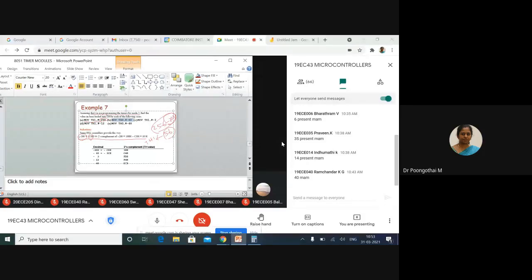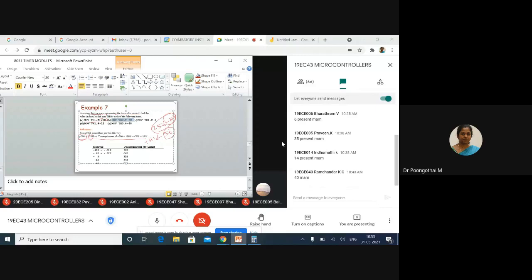So what is the answer? What is the first step? Subtract 60 from 256. What is the answer? 196. இப்போ நீங்க பாத்தீங்கன்னா first you calculate, first you convert 60 into hexadecimal.